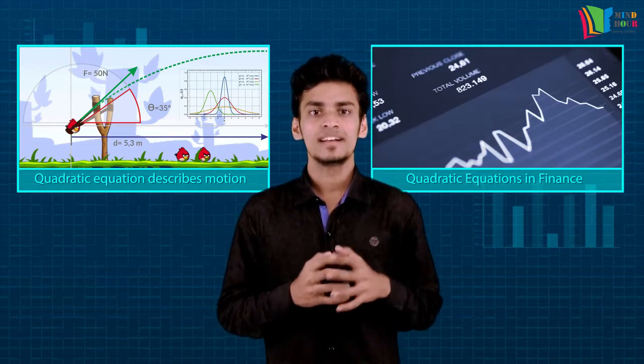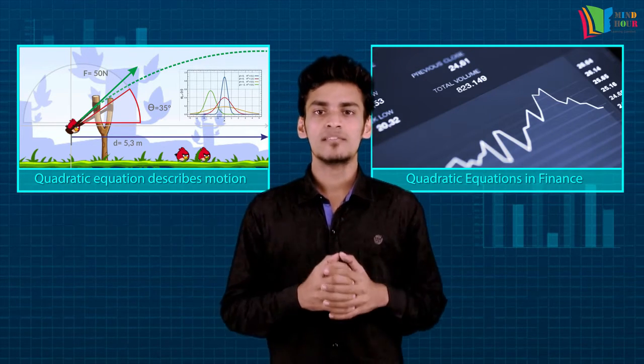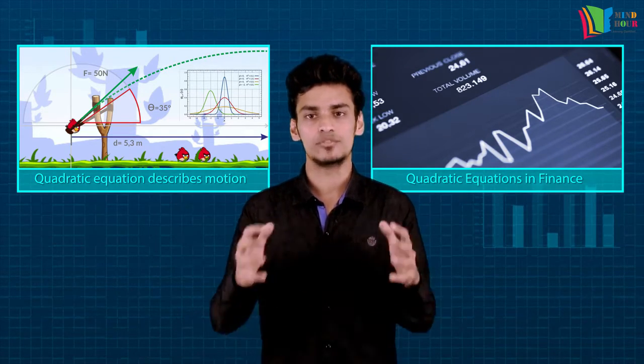A quadratic equation is made use of in a variety of fields. Quadratic equations are used in the field of physics for describing the motion of an object. It is used in the field of finance for assessing the profits, losses, etc.